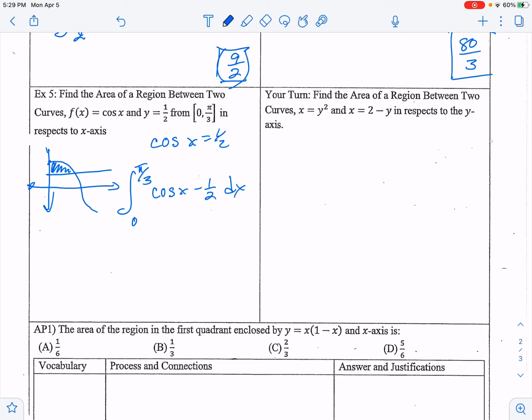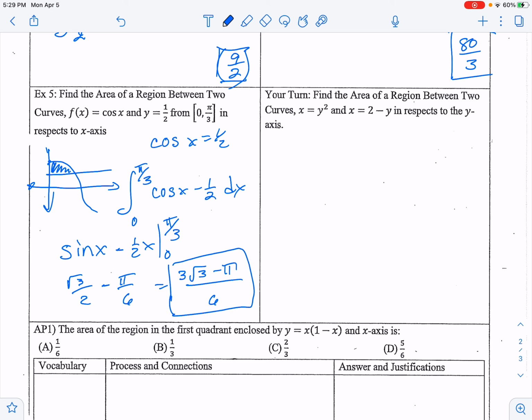The integration of cosine is sine. This is 1/2 x from 0 to pi over 3. So you get the sine of pi over 3, which is root 3 over 2, minus pi over 6. And you plug in 0, you get 0 and 0, so that's okay. Common denominators, you multiply by 3, so I get 3 root 3 minus pi over 6, and call it a day.